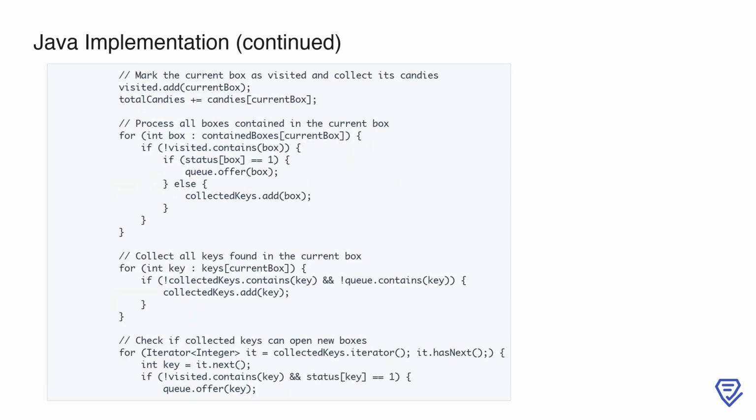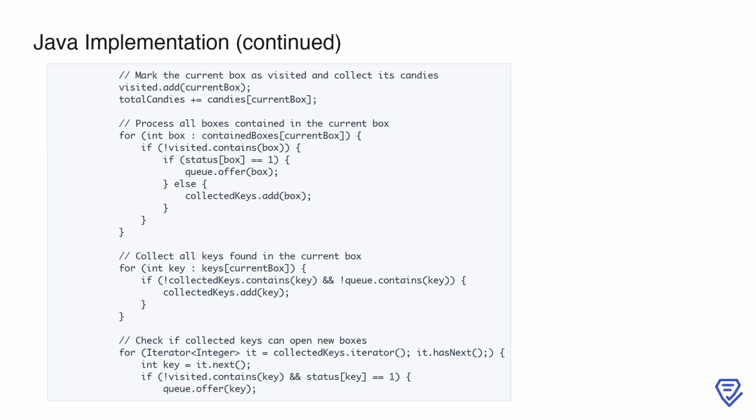Now, when processing a box from the queue, we first mark it as visited to ensure we don't process it again. We then collect all the candies from this box by adding the value from the candies array to our total candies variable. Next, we handle all the boxes contained inside the current box. If a contained box hasn't been visited yet, we check if it's already open. If it is, we add it to the queue for immediate processing. Otherwise, we store its key in the collected keys set.